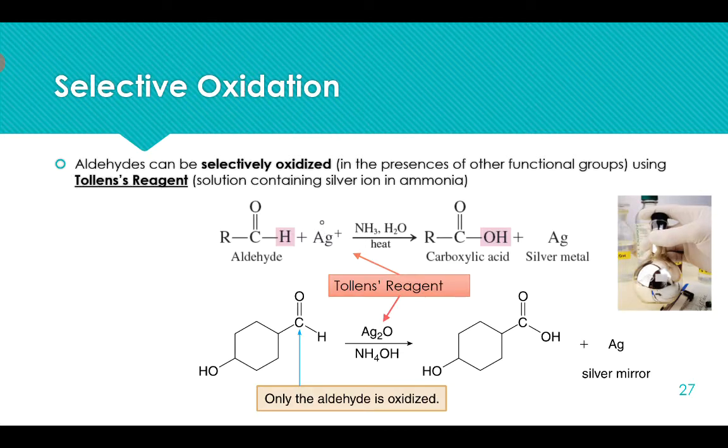Tollen's reagent has silver ions in solution, and so you'll either see it represented as Ag plus or Ag2O or just simply called Tollen's reagent. And it's in a basic solution, so this is a base. So in a basic solution with silver ions, that will turn our aldehydes into carboxylic acids. So this is oxidation, and you might see an O over the arrow to indicate oxidation.